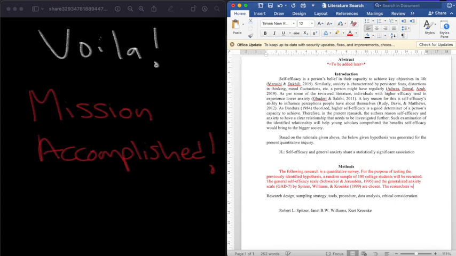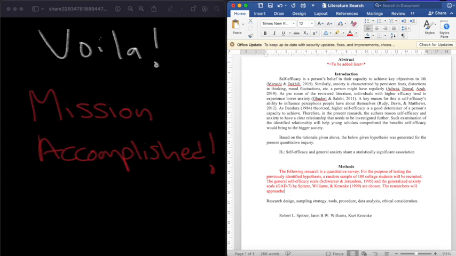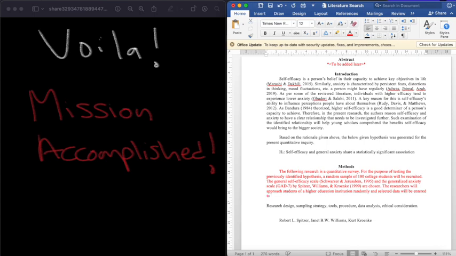The researchers will approach students of a higher education institution randomly, and selected data will be entered to Microsoft Excel for further statistical analysis. Okay, something like this is okay.